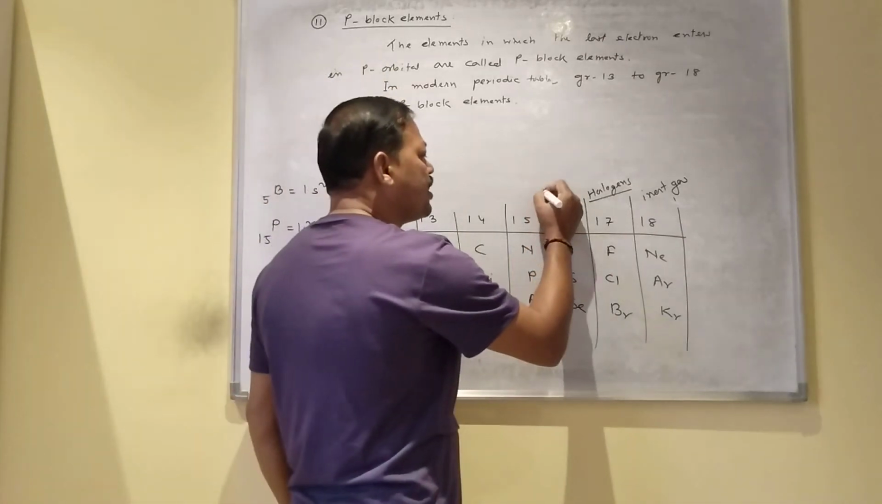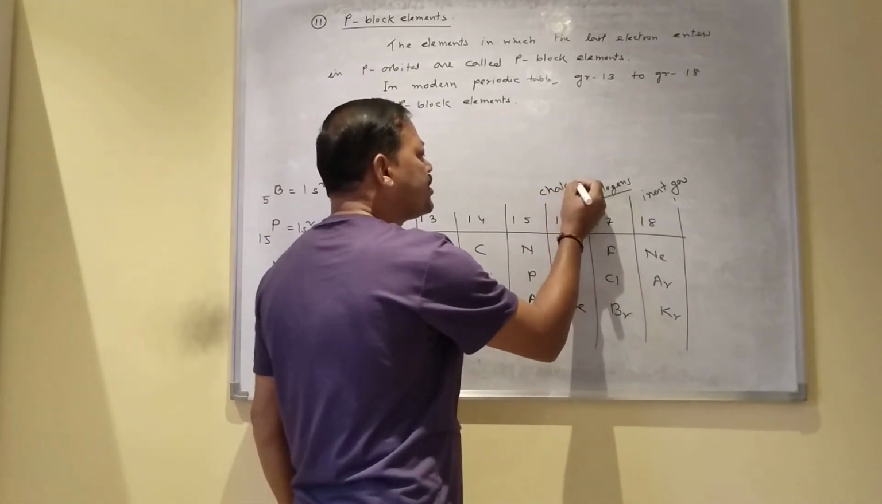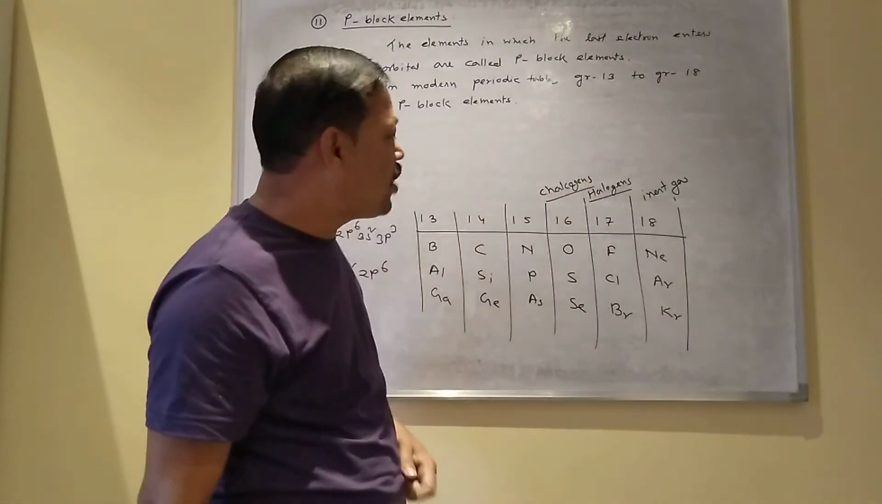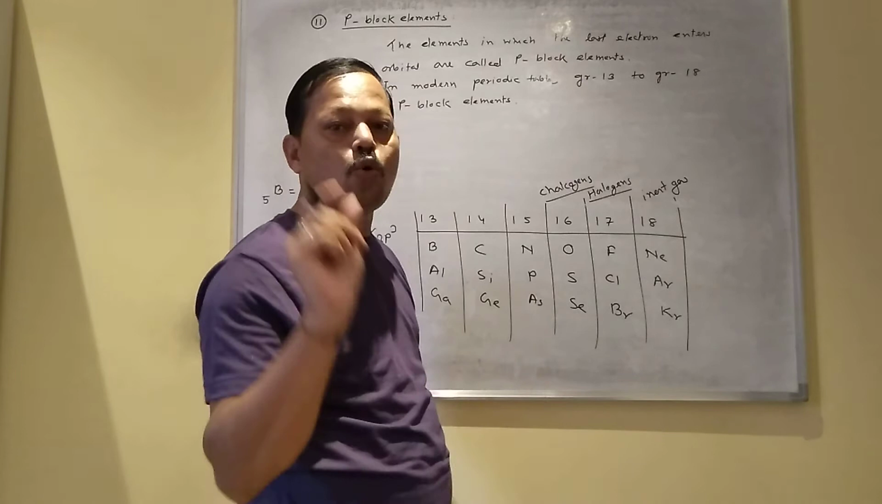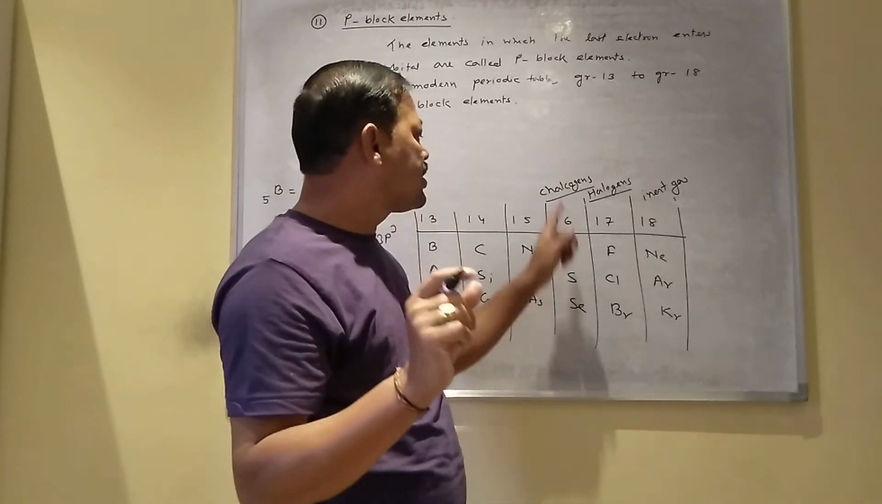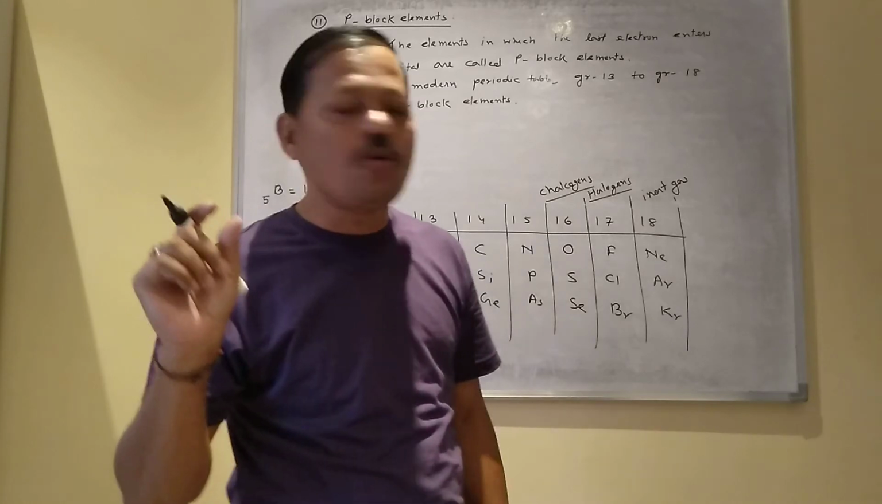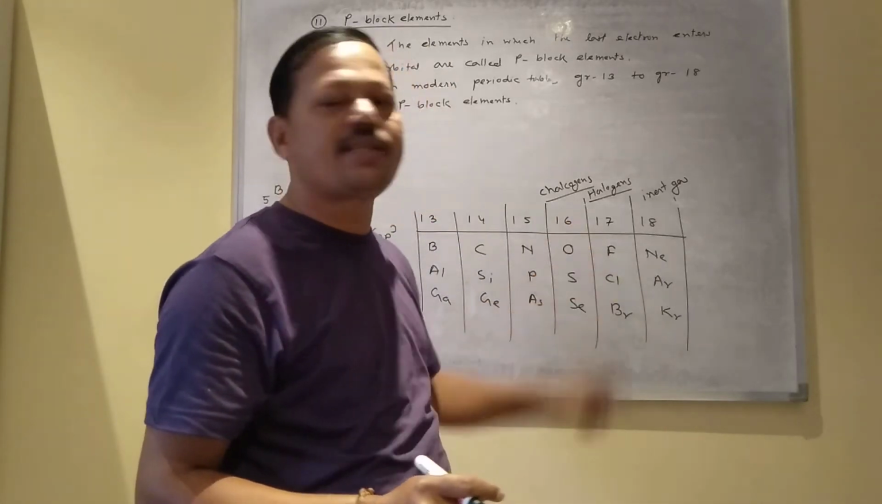Group 16 elements are called chalcogens. Why are they called chalcogens? Chalco means ore, you know, metal ore. Chalco means ore, gen means producer. Maximum metal ores are formed by these group 16 elements.